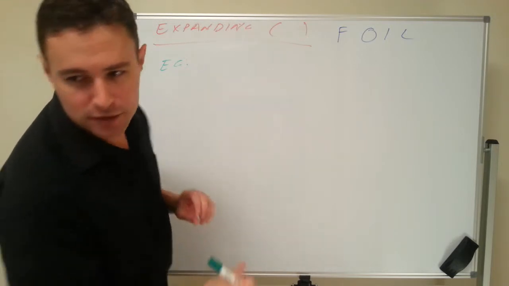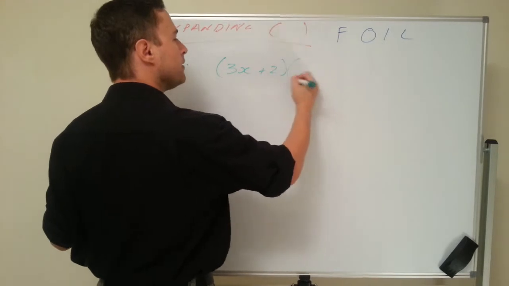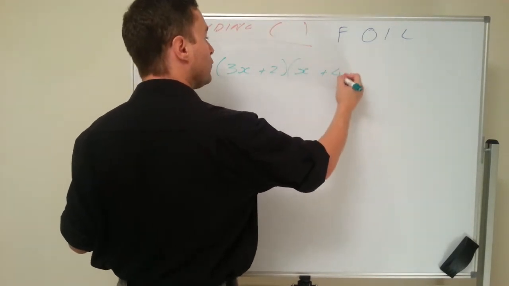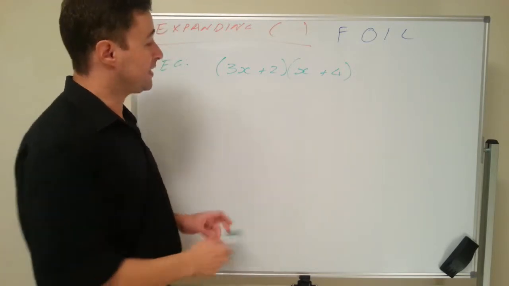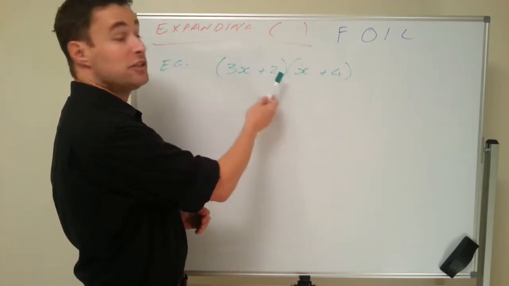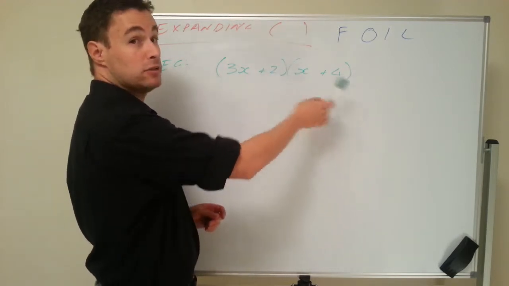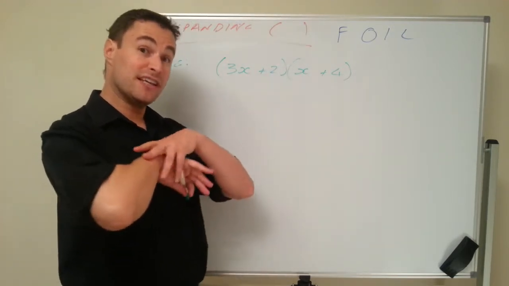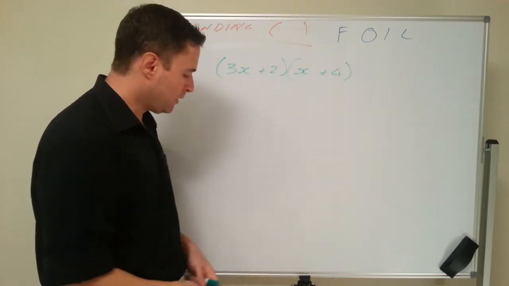3x plus 2 times x plus 4. So we want to expand 3x plus 2 times by x plus 4. Okay? There are lots of ways to explain this. One of the ways is that I'm timesing each of these by each of these terms. I'm going 3x times x, 3x times 4, 2 times x, 2 times 4. So I'm distributing all of this bracket to all of that bracket. That's one of the ways to explain it.